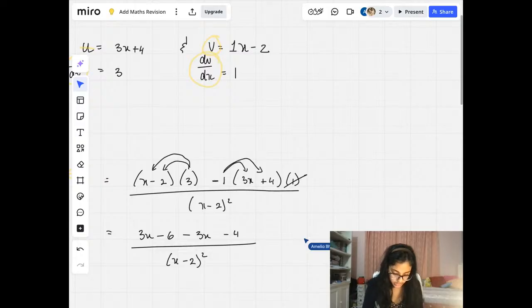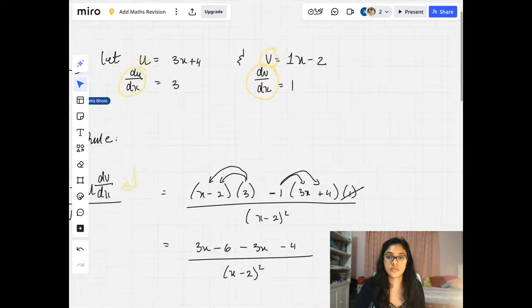So this is 3x minus 3x, which is just nothing. And then minus 6 minus 4 is minus 10 over x minus 2 squared. So that is the answer. Should be the answer.